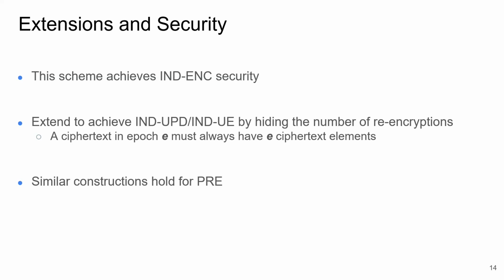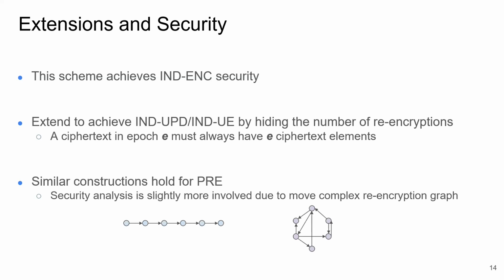Similarly, you can use a similar approach to then also construct unidirectional proxy re-encryption schemes. The complication maybe just comes a little bit more in the security analysis, and that relates to your re-encryption graph. So in UE, all you're doing is re-encrypting from one epoch to the next. So your re-encryption graph is just a chain of ciphertexts. Whereas in PRE, you can re-encrypt to any party or participant in the universe. So what that means is that you can get some cycles in the re-encryption graph. So the security analysis has to use some of the circular encryption properties of the KPHE scheme to be able to prove the CPA security.